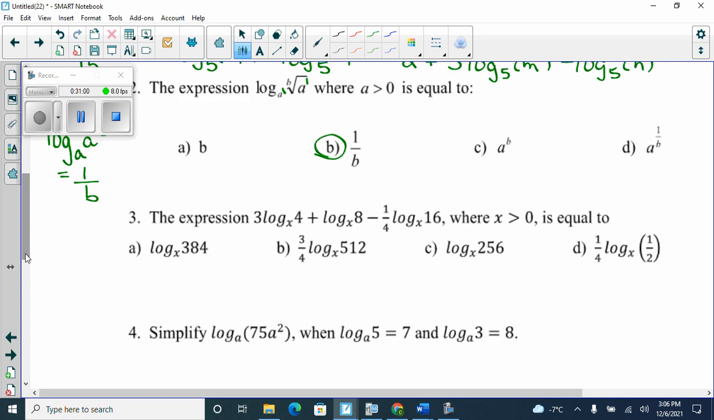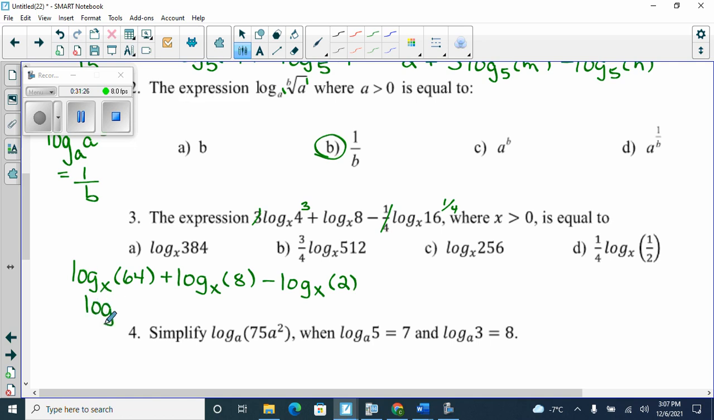This one, we'd have to bring our 3 up first and our quarter up. So we would get log x 64 plus log x 8 minus log x 2, because this 16 to the quarter is 2. And so you'd get log base x of 64 times 8 divided by 2, which is some number. That is not 64 times 4. 256.